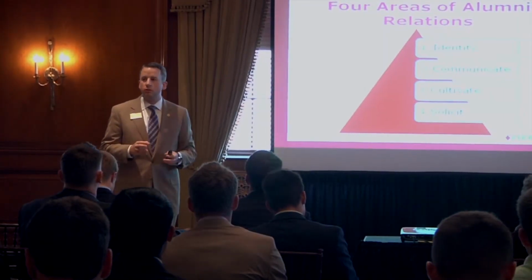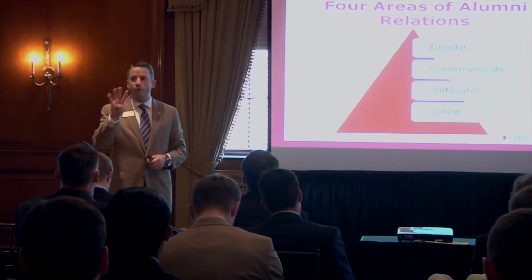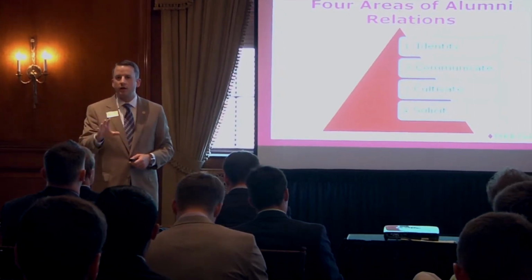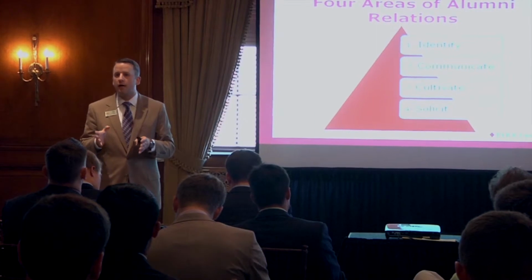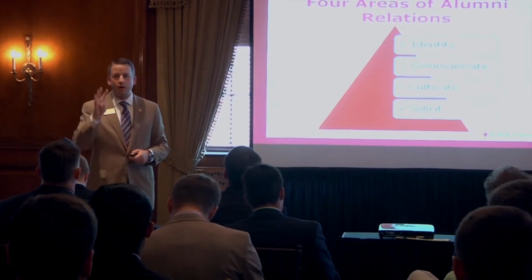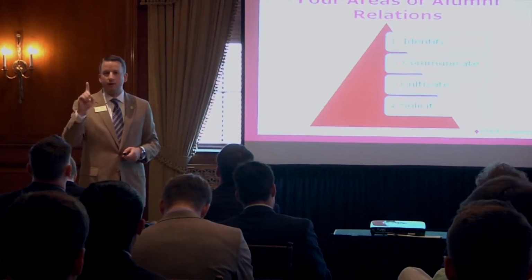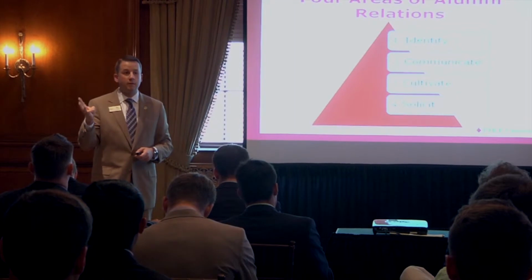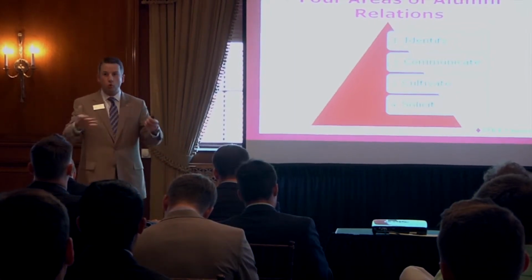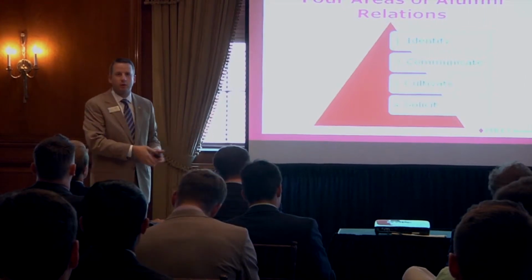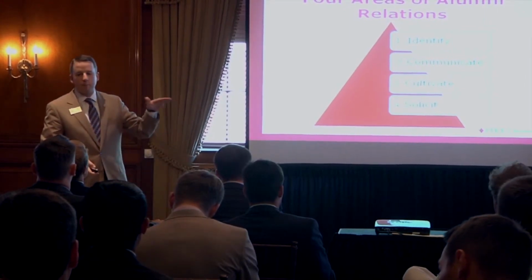Back into alumni relations: four things that you need to do, and the rest of this, guys, is tactical. This is how you communicate with your alumni, and how you work with your alumni association to communicate with them. There are four areas of concentration: identifying your alumni, communicating with them, cultivating them, and then soliciting them. You want certain things from your alumni, and it varies, so that's the solicit part of it. We're going to break this down step by step.